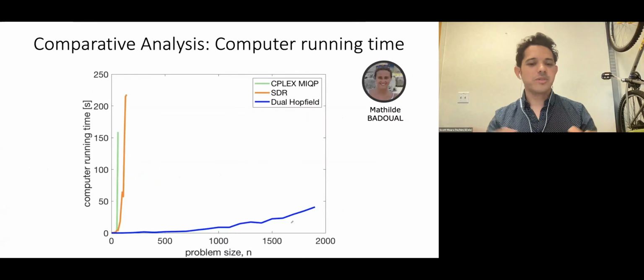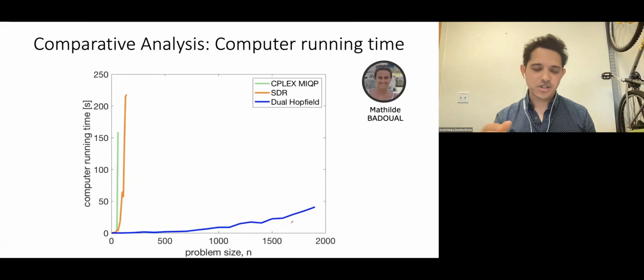So this first talks about computer running time. Although we've solved this for much larger problems, already you can see that when you compare state-of-the-art branch and cut methods or semi-definite relaxation, which scales with like n to the 6, where n is the number of optimization variables, these Hopfield methods scale much better. So they really become appealing for these large-scale MIQPs. There are situations where it's not appealing, and I'm happy to be honest about that.